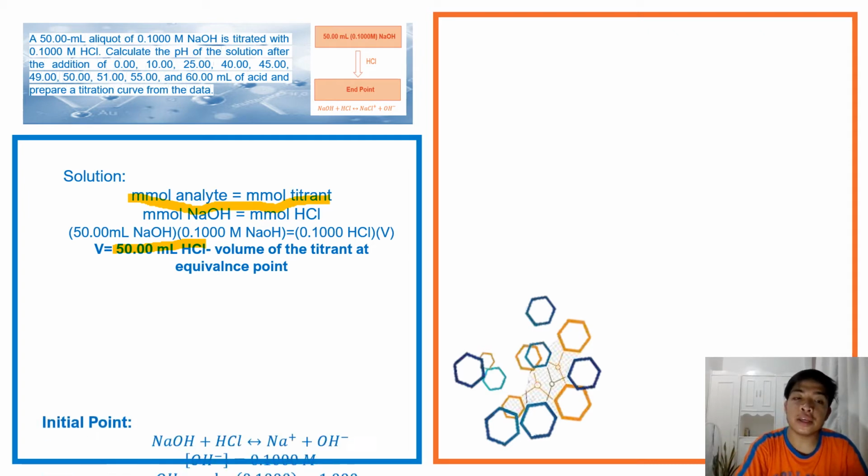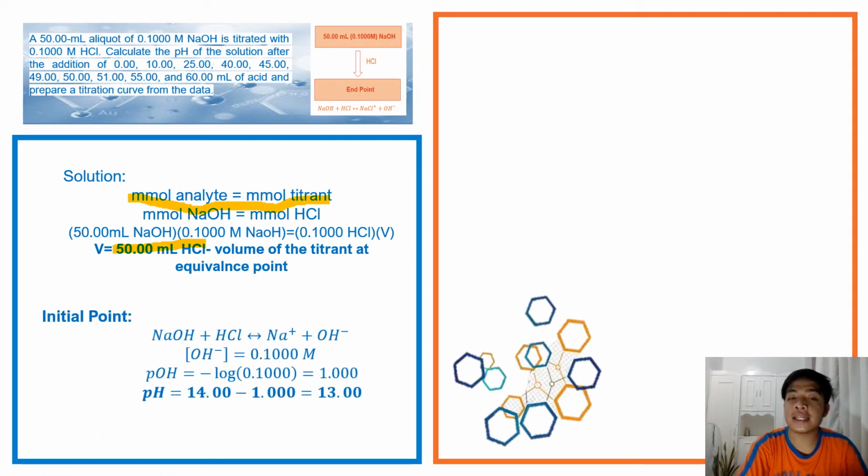At the initial point, since the titration has not yet started, the pH is based on the concentration of the hydroxide ion, which is 0.1. pOH equals the negative logarithm of 0.1, which gives us a pOH of 1.00. The pH is obtained by subtracting the pOH from 14.00, and from this we have 13.00 as the pH of the solution at the initial point.